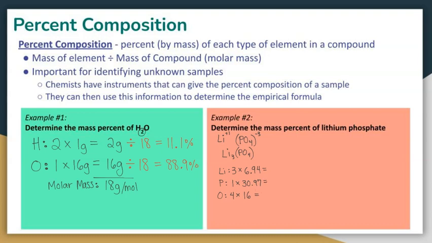So then I will multiply all these out. 3 times 6.94 gives me 20.82. That's the number of grams coming from lithium. Phosphorus's mass for the total amount of phosphorus is still just one phosphorus, so it's 30.97 grams. And then 16 times 4 for oxygen gives me 64 grams. And then, of course, to get the molar mass, we'll add those all together. The molar mass.